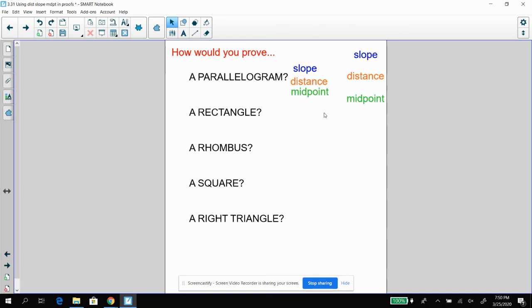So I want you to pause the video right now, and I want you to think about which of these tools, or more than one, would you use to prove that something is a rectangle, something is a rhombus, something is a square, or something is a right triangle.